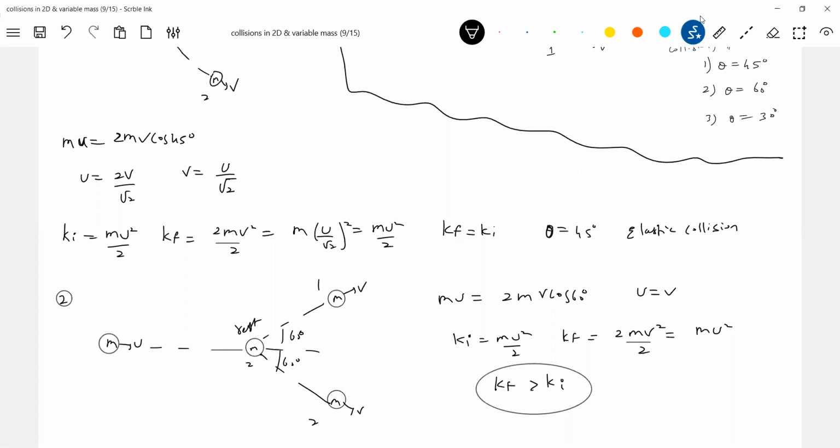Maybe particle 2 was at a higher state, and due to collision it comes to a lower state, and the energy available is converted into kinetic energy of the particles. Particle 1 could be a particle and 2 some atom at a higher state, or 1 may be the atom and 2 the particle, anything. So Kf is greater than Ki. So what is the nature of collision now? Inelastic, for theta 60 degrees.